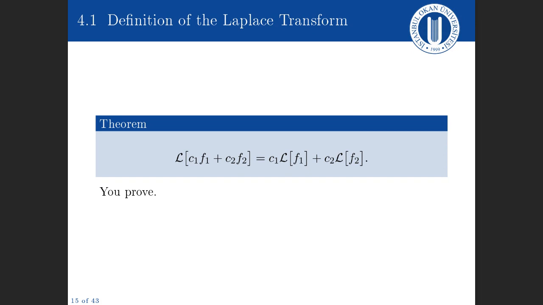The Laplace transform is linear. It's a linear operator. The Laplace transform of constant c1 f1 plus constant c2 f2 is equal to constant c1 Laplace transform f1 plus constant c2 Laplace transform f2. I leave this for you to prove. It just comes straight from the definition. It's because an integral is linear. So you can just write this down in just 2 or 3 lines, the proof.